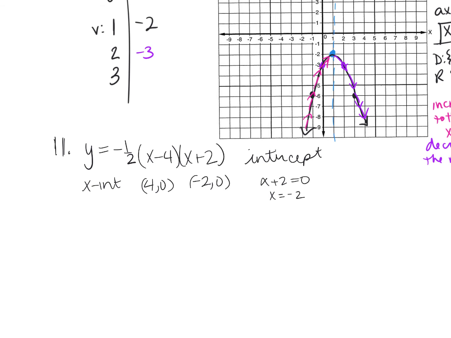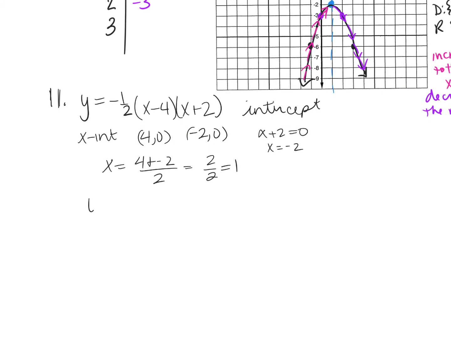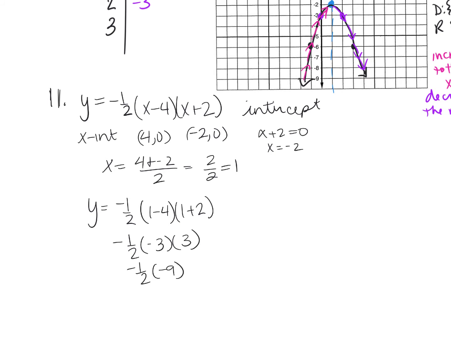And then my vertex is halfway between them. 4 plus negative 2 divided by 2, which is 2 divided by 2 equals 1. So y equals negative 1/2 times 1 minus 4 times 1 plus 2. And that's negative 1/2 times negative 3 times 3, which is negative 1/2 times negative 9, positive 9/2, which equals 4.5.